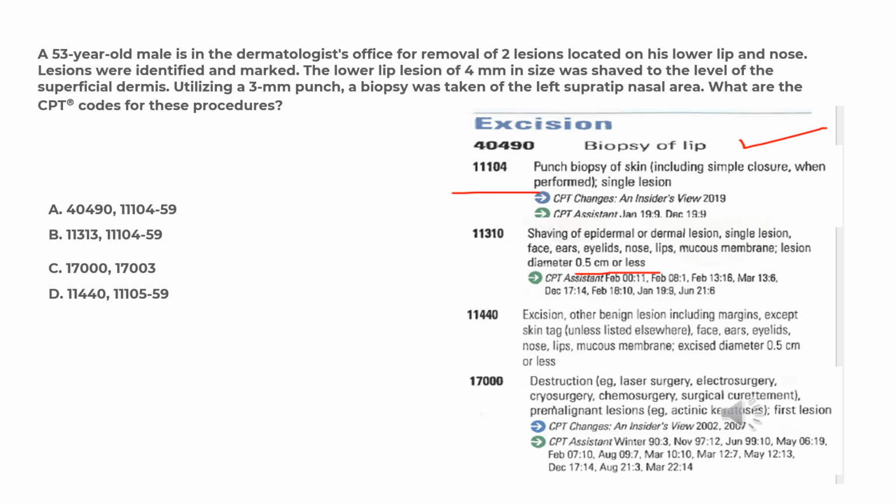Then 17000, 17003, it is about destruction, and the destruction procedure is not carried out in this case. And whenever you are solving a question related to biopsy, please find out how the biopsy was performed. Here the destruction we did not carry out. And 11104. So after seeing all the options, let us find out what is the answer.